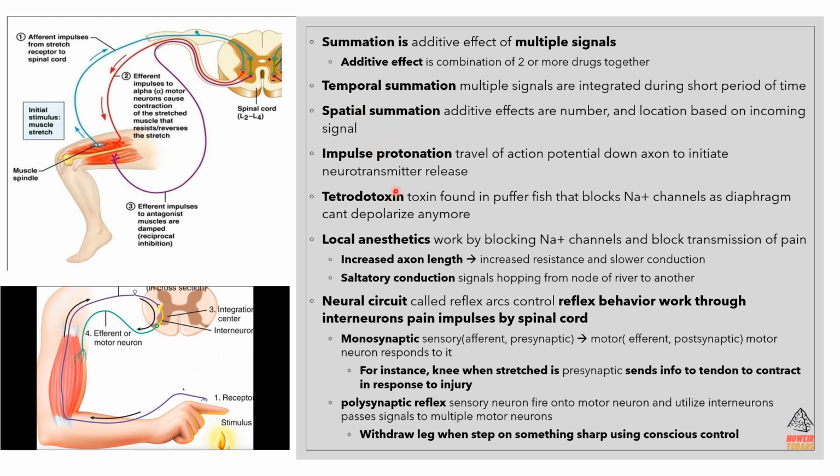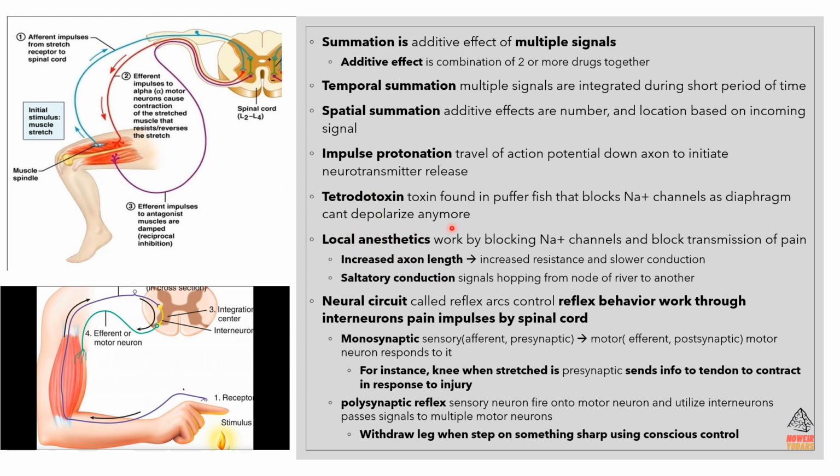All right, impulse propagation, so travel of the action potential down the axon to initiate neurotransmitter release. Well, of course, you need an action potential, you need something to trigger the neurotransmitter release, so that's what impulse propagation is. Now, let's take an example here.